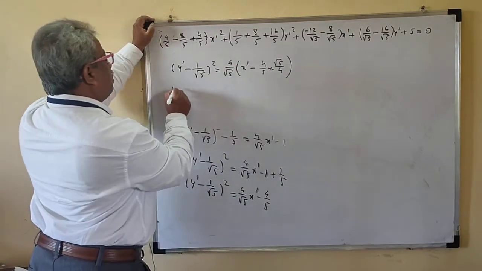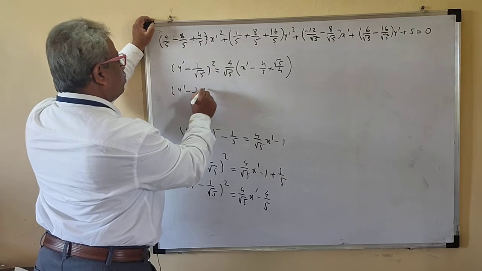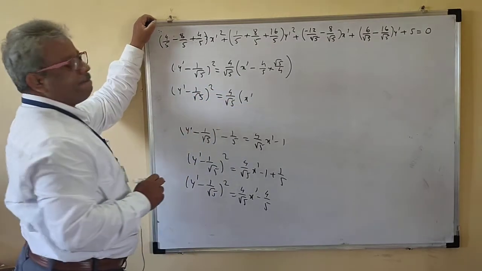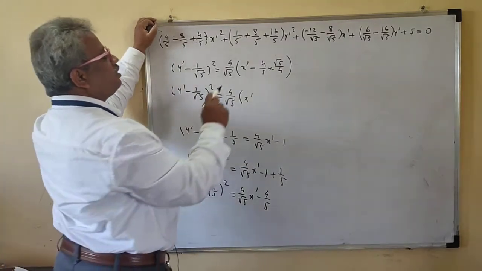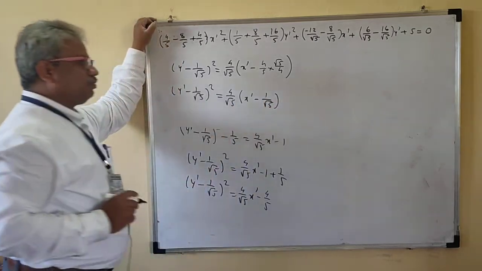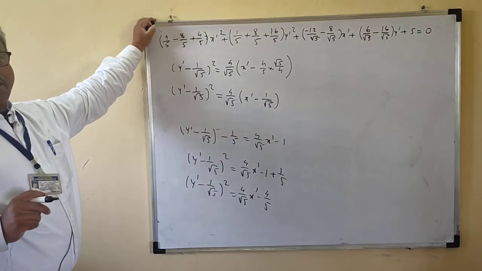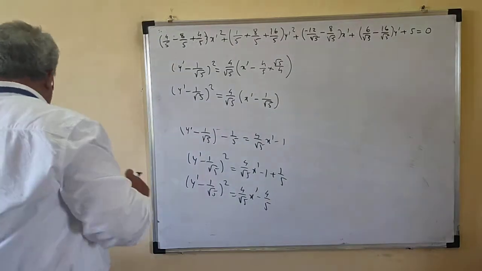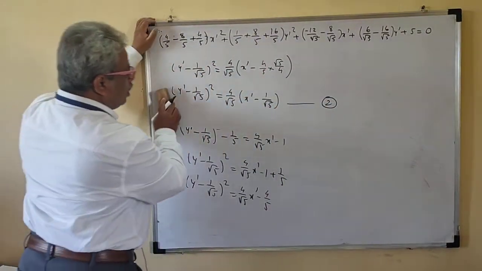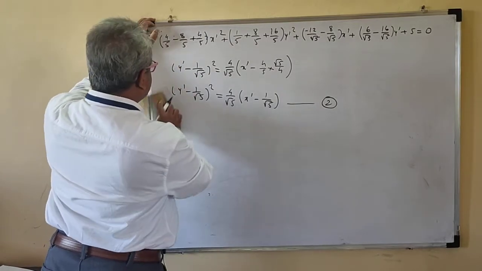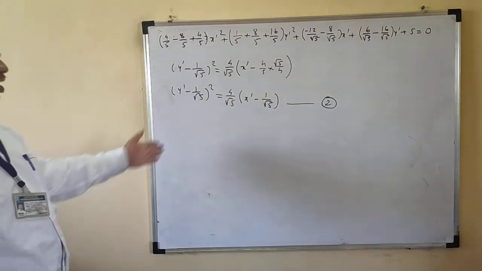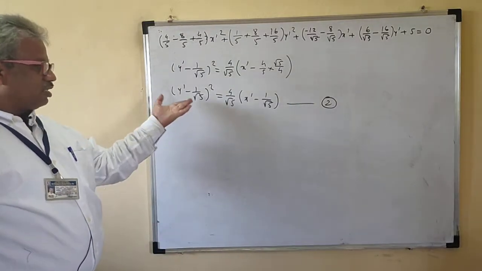So now this is what then? Y prime minus 1 by root 5 square is equal to 4 by root 5 x prime. So this 4 gets cancelled. So minus 1 by root 5 is here now, because root 5 upon 5 is 1 by root 5. Okay. So I will call this equation 2. So I got this equation. That means your equation 1 is transformed to this now.